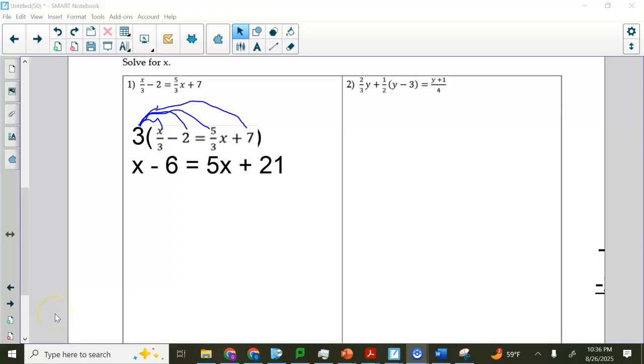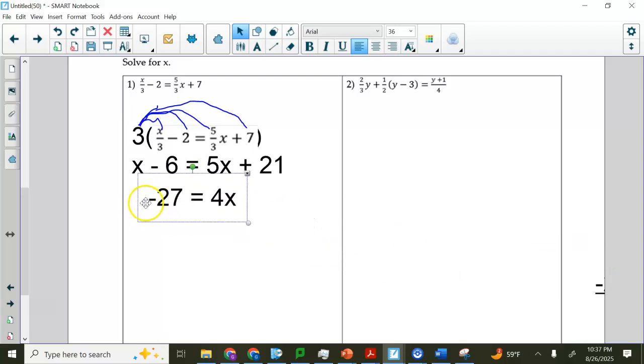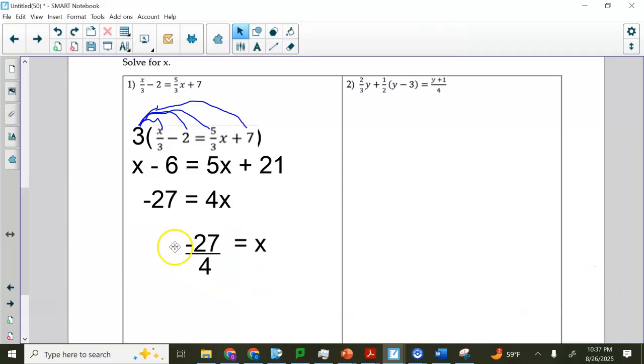All right, then from there, we want to get x by itself. So this makes it a lot easier problem if you do that first little step by getting rid of the denominators. It's called clearing the denominators. So from there, get x's on one side and numbers on the other. So we can subtract the x to get 4x, then we can subtract the 21 to get -27. So we have -27 equals 4x, and then finally divide by 4. So your answer would be x equals -27 over 4.